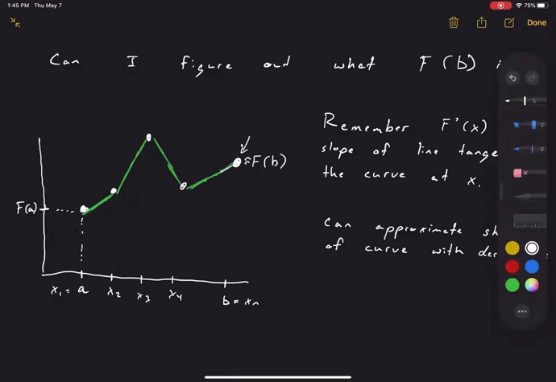Can I make this approximation better? Yeah, by adding more points in here and making the distance between them smaller.